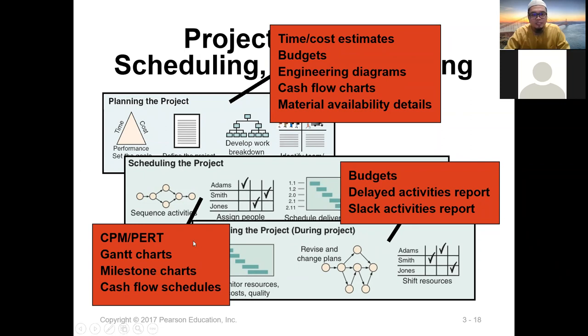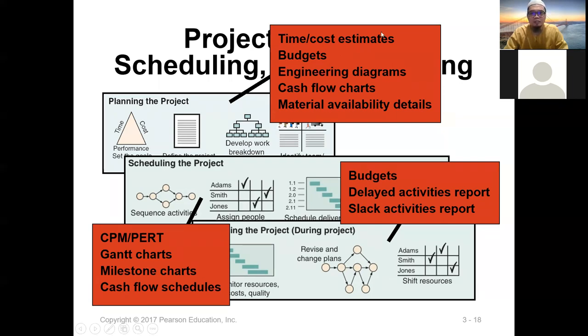But this is a part of the introduction, that when we talk about project management, we will discuss CPM, PERT, Gantt chart, milestone, and cash flow and schedule. So already we talked about the budget, delay activity and slack activity. So this matter also has a function in terms of operations regarding delay and slack. Okay, in terms of calculation, in terms of formula, we need to calculate regarding time, delay and slack. Of course, the budget also.